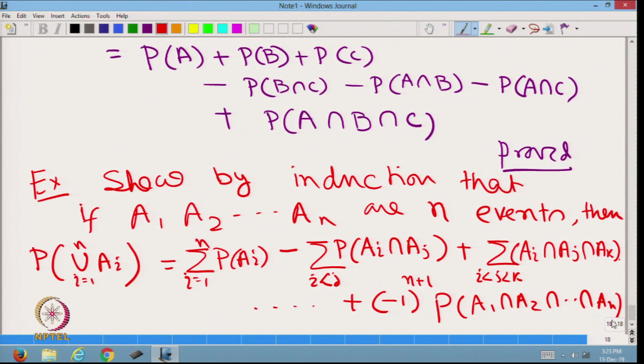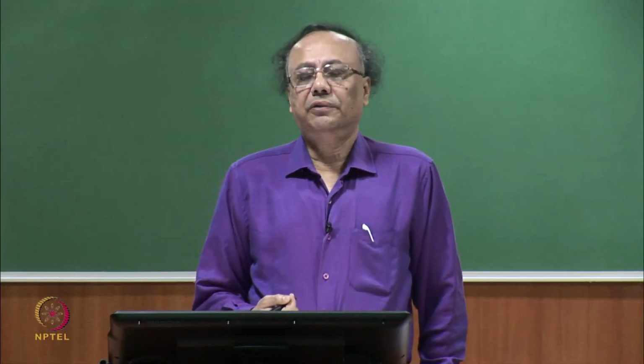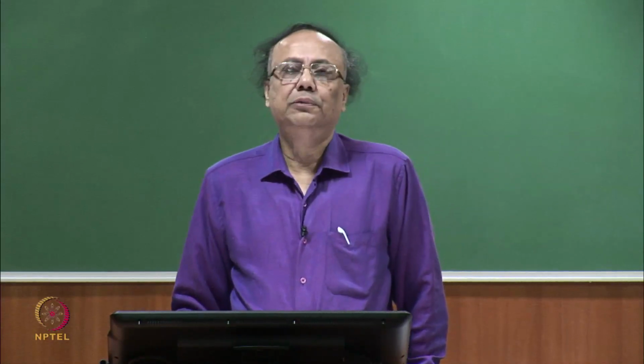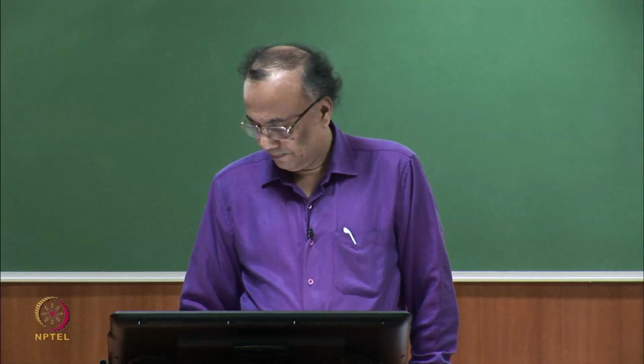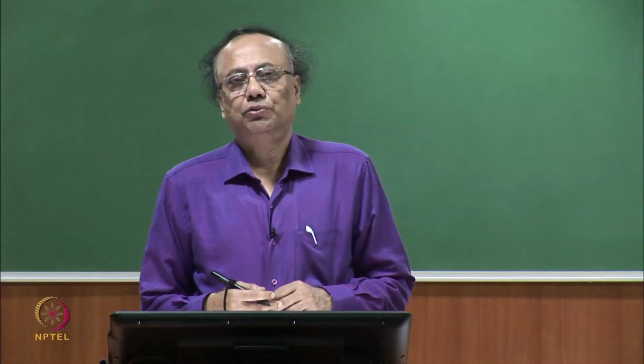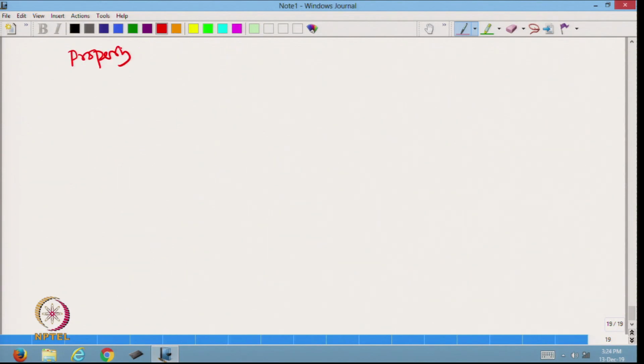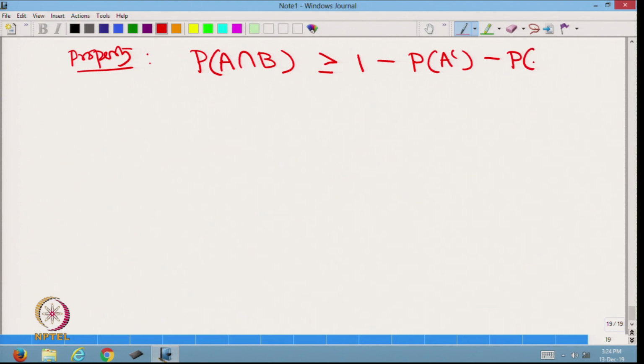Basically, the way we have introduced C and then used the distributivity of intersection over union, in a very similar approach, you will be able to prove this for n. Or in other words, you assume it for n and you show that it is true for n plus 1. Let me give you another property. Probability of A intersection B is greater than equal to 1 minus probability of A complement minus probability of B complement. This is very simple.